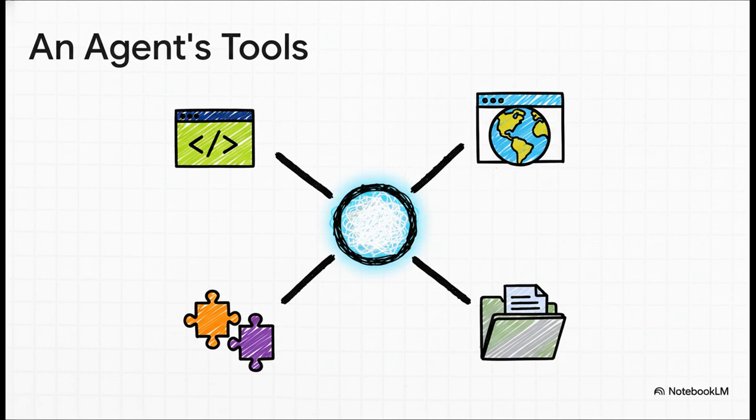So, if the LLM is the brain, then the tools are its hands. They're what let the agent actually reach out and interact with the digital world. You can give an agent a tool to browse the internet, another one to read and write files, or even a tool that lets it run its own little bits of Python code. This is what takes it from being just a chatbot to being a powerful autonomous worker.